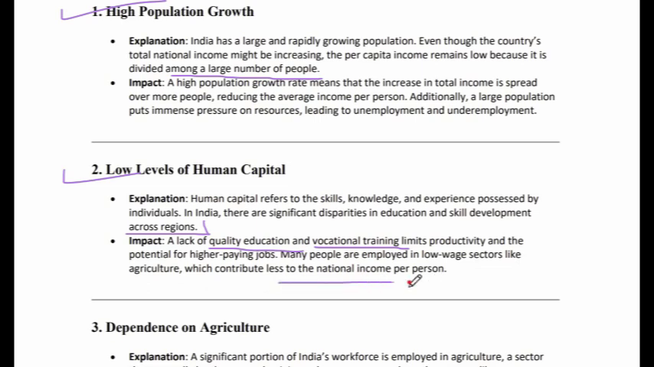तो इसका कारण क्या है लो पर कैपिटा इनकम का? बिकॉज ऑफ लो लेवल ऑफ ह्यूमन कैपिटल. ह्यूमन कैपिटल क्या है? स्किल्स नहीं है, नॉलेज नहीं है, एक्सपीरियंस नहीं है, तो ज्यादा कमा नहीं पाते. और क्योंकि हायर पेइंग जॉब्स नहीं मिलता है, बिकॉज फॉर हायर पेइंग जॉब्स यू नीड क्वालिटी एजुकेशन, गुड वोकेशनल ट्रेनिंग, and therefore many people are employed in the agriculture sector.